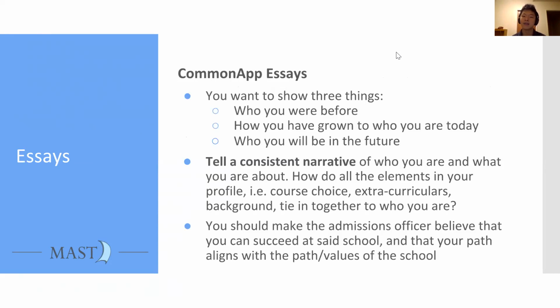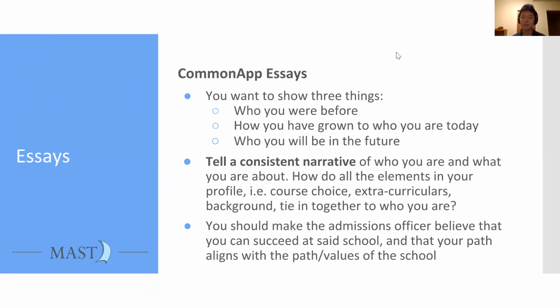And in your Common App essay, you want to show 3 things. Firstly, who you were before. Secondly, how you have grown to who you are today. And thirdly, who you will be in the future. Now let that sink in for a little while. Like, why should you be telling this story, right?